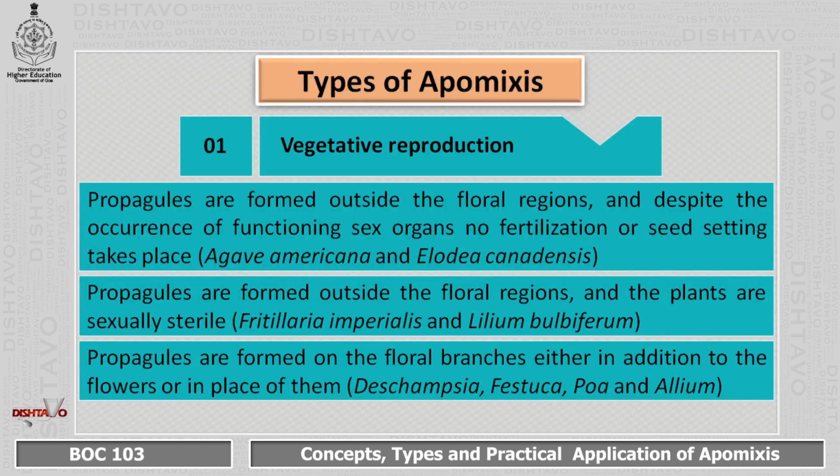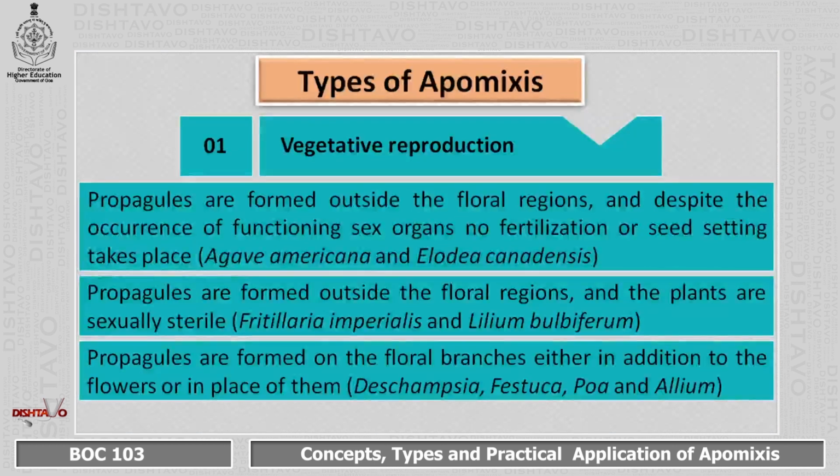Three types of vegetative reproduction have been distinguished in higher plants. First, propagules are formed outside the floral regions, and despite the occurrence of functioning sex organs, no fertilization or seed setting takes place. Example, Agave americana and Elodea canadensis. Second, propagules are formed outside the floral regions, and the plants are sexually sterile. Fritillaria imperialis and Lilium bulbiferum are typical representatives of this group.